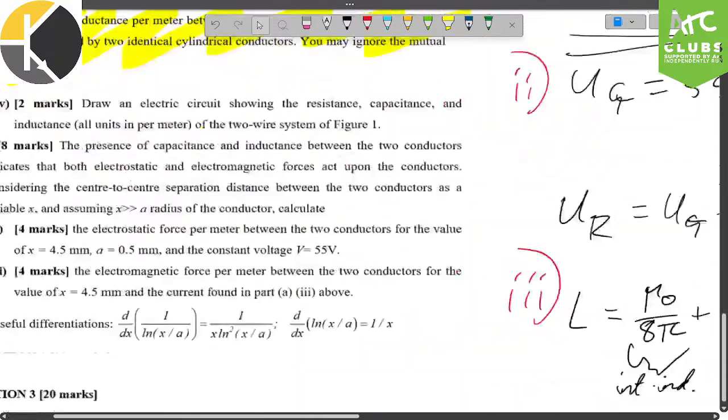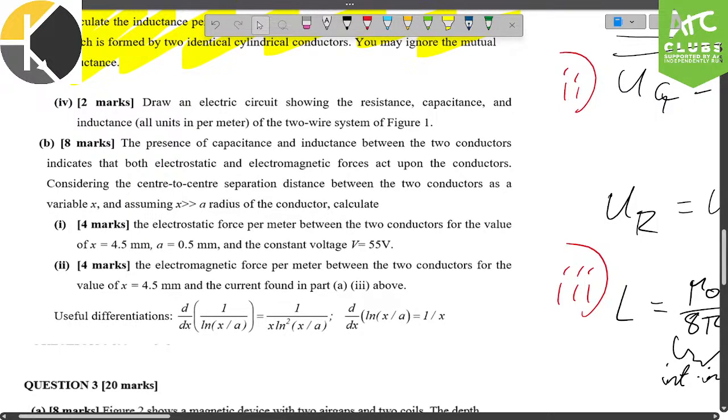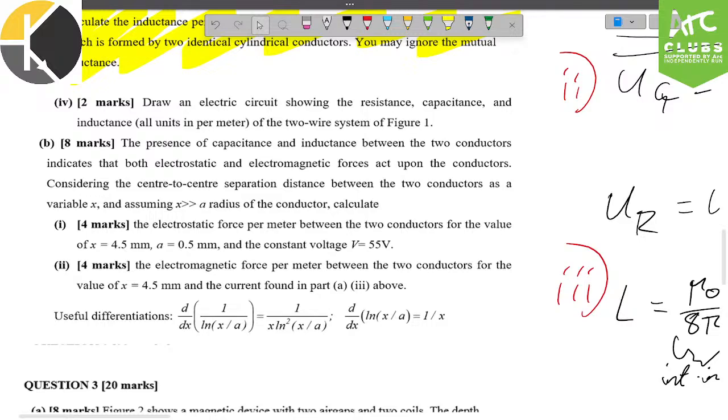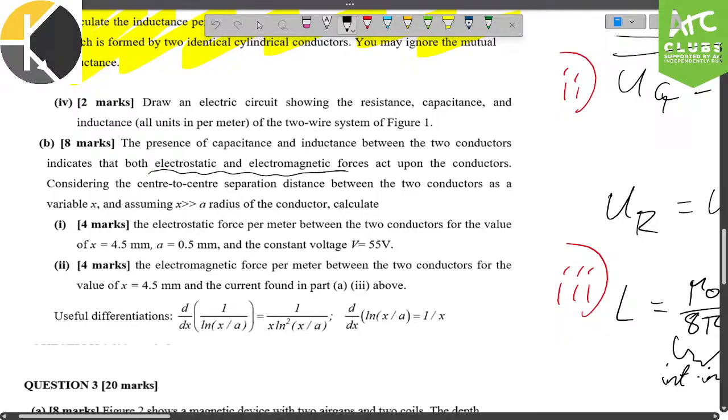The rest of the question is in part B. So part B, let's just read it out. So we have a capacitance and inductance between two conductors. Mind you, we see that certain forces are acting on them.